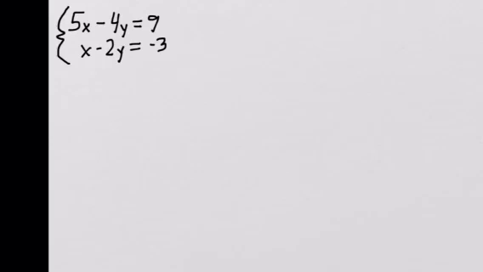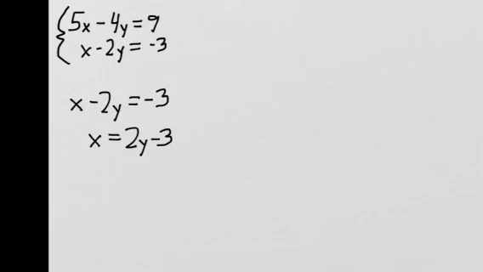But now we're going to go ahead and solve this using the substitution method. So the substitution method, the first thing we're going to do is solve one of the equations for one of the variables. Here, looking at this, it's probably easiest if we solve the second equation for x. So I'll go ahead and copy it down here. x minus 2y is equal to negative 3. And if I add 2y to both sides, I get x is equal to 2y minus 3.